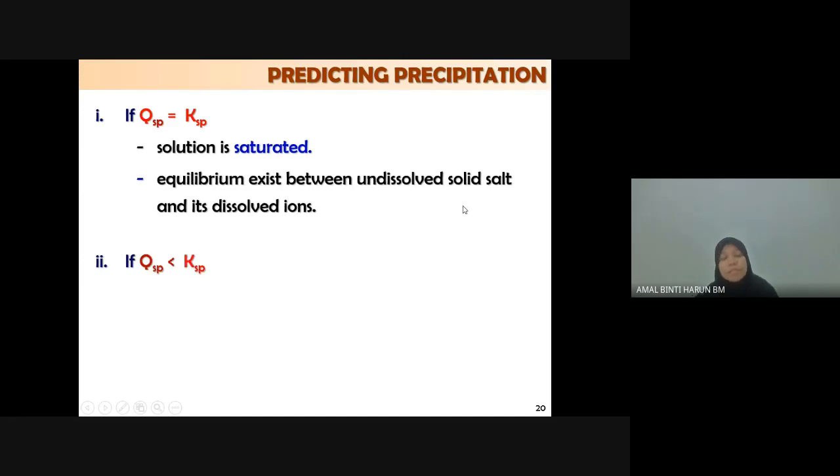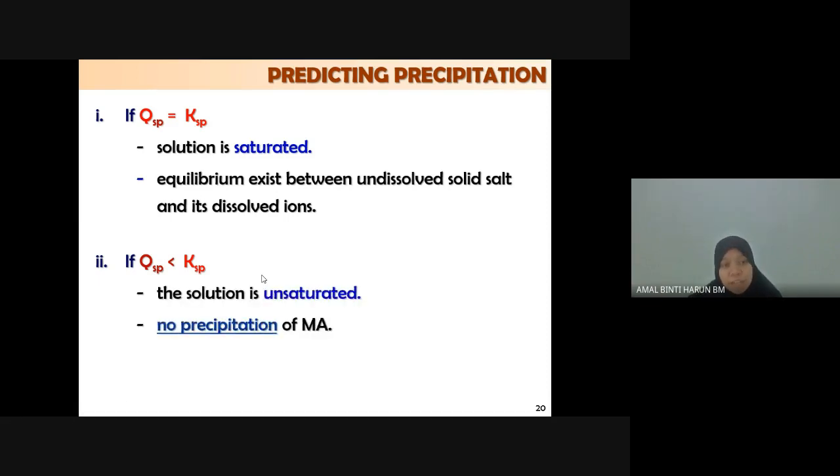Kemudian kalau QSP compare dengan KSP kurang. Okay, so ini pun sama macam chapter 6 juga, you buat pacman dia. Okay, so kalau kurang, QSP kurang, dia akan shift ke kanan. Bila dia shift ke kanan, di sebelah kanan solution kita ni adalah ion. Meaning that ion dia adalah aqueous, bukan solid. So tiada precipitate.